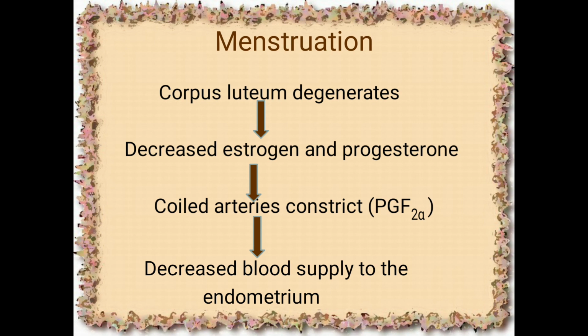So these are the three phases of the menstrual cycle: the proliferative phase, the secretory phase, and the menstrual phase. Once the endometrium is shed, the endometrial thickness becomes very thin. So again the proliferative phase starts. Under the influence of estrogen, the thickness increases. So this cycle repeats every month.